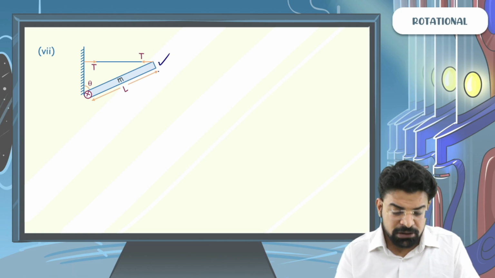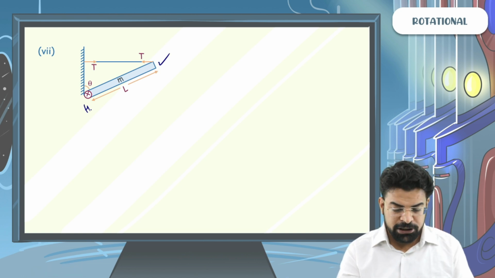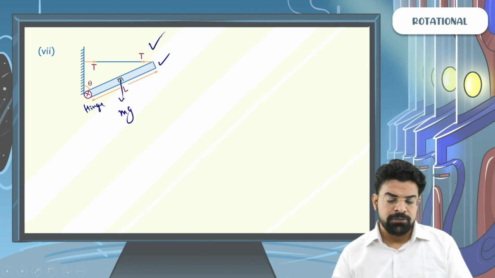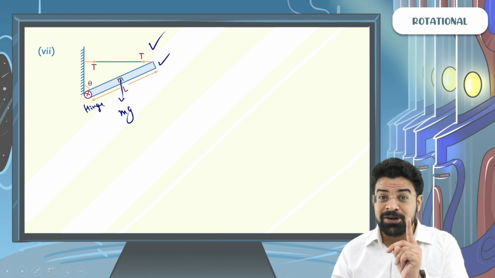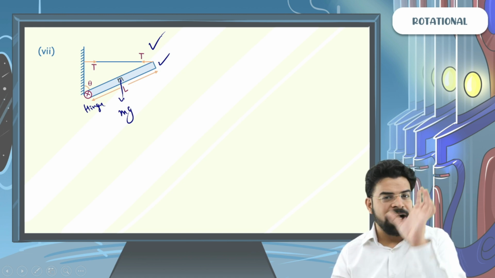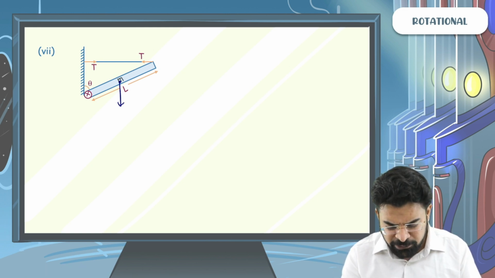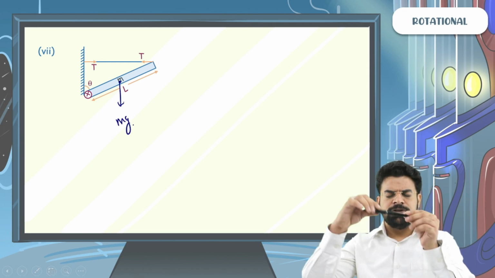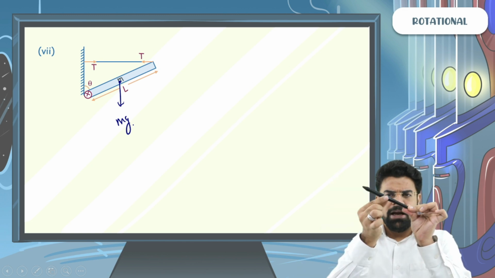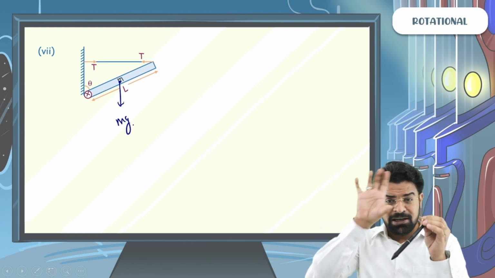On this rod, three forces are acting: force by the hinge, the force of gravity, and the force of tension. There will be no torque because of force by the hinge. Why? Because R is 0. There will be torque due to force of gravity. Now forget everything. Forget the force of tension. Just visualize the rod hinged at the end and the force of gravity. This is trying to turn it clockwise.